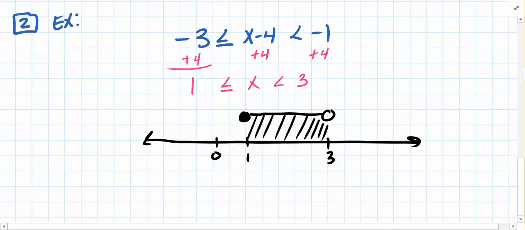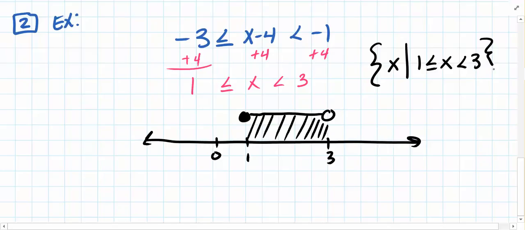Just to give us another heads up, how would I write this in inequality notation or set notation with inequalities? What would I do? Okay, we'll go for it. So you put x, and the dash followed by 1 is less than or equal to x, less than 3. Good.